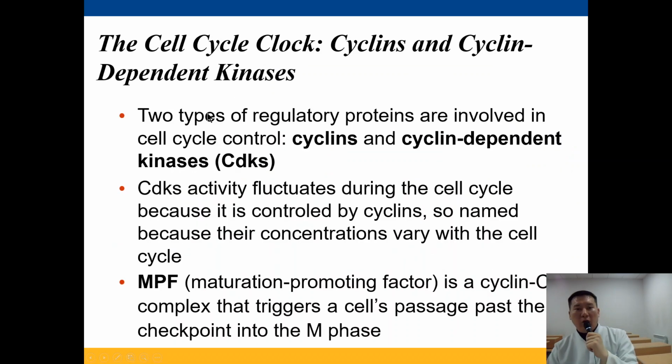The cell cycle clock: cyclins and cyclin-dependent kinases. Two types of regulatory proteins are involved in the cell cycle control: cyclins and cyclin-dependent kinases, shortly abbreviated as CDKs. CDK activity fluctuates during the cell cycle because it's controlled by cyclins, so named because their concentrations vary with the cell cycle. MPF, for maturation promoting factor, is a cyclin-CDK complex that triggers a cell's passage past the G2 checkpoint into the M phase.